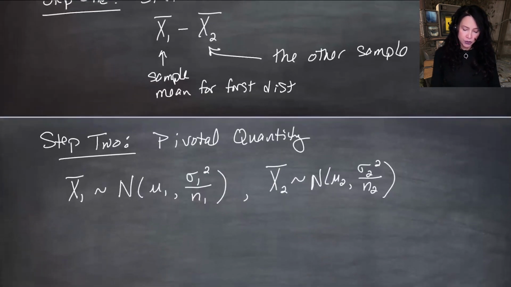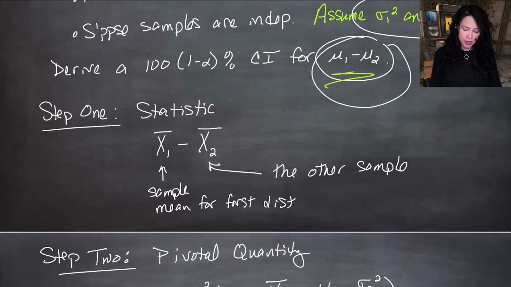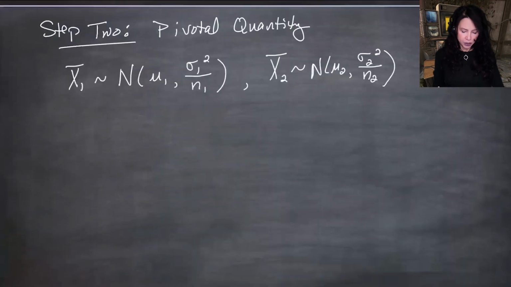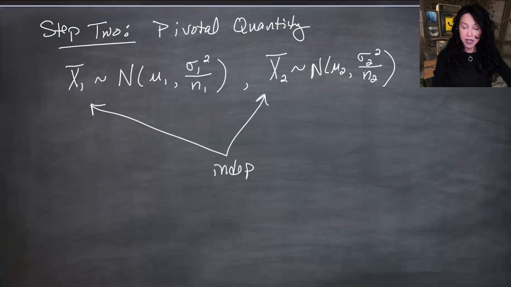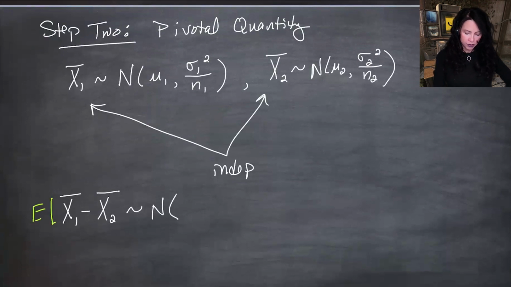I want to get an interval for this. I'm using this as my statistic or estimator. When you put these together, these are independent, because the samples were assumed to be independent. So if we put them together, this is just a simple linear combination of normals and is again normal. If you find the expected value of this and run it across, you're going to end up with mu1 minus mu2.